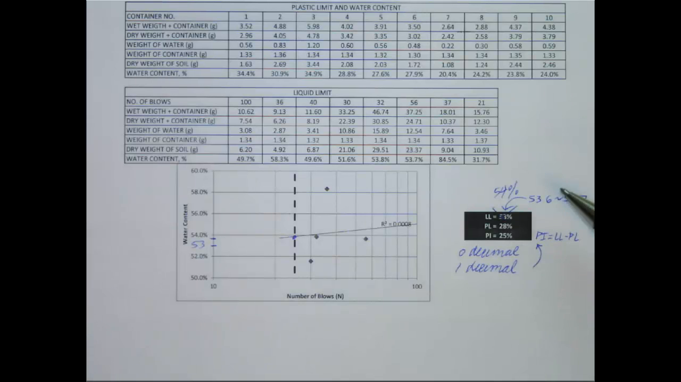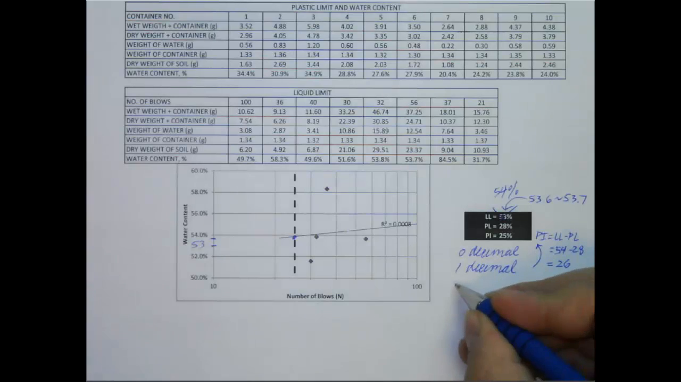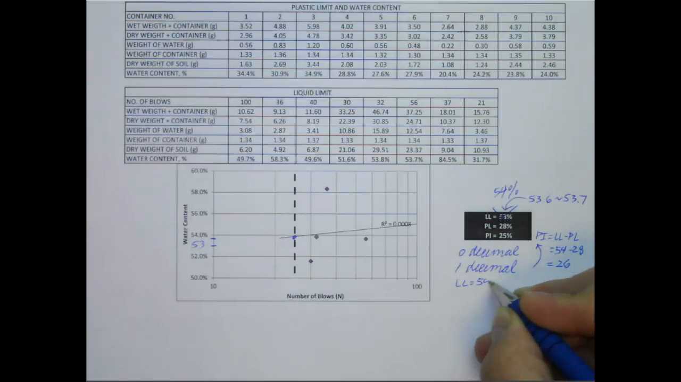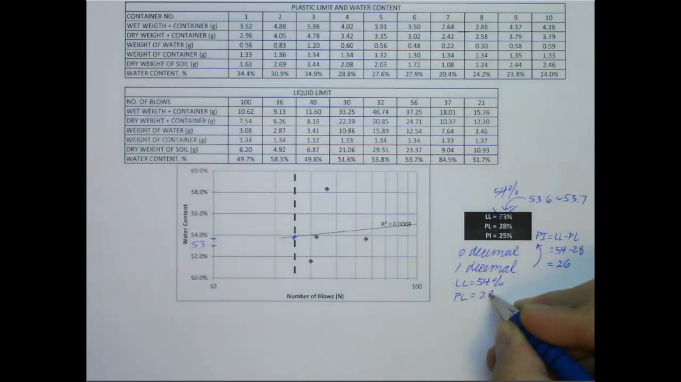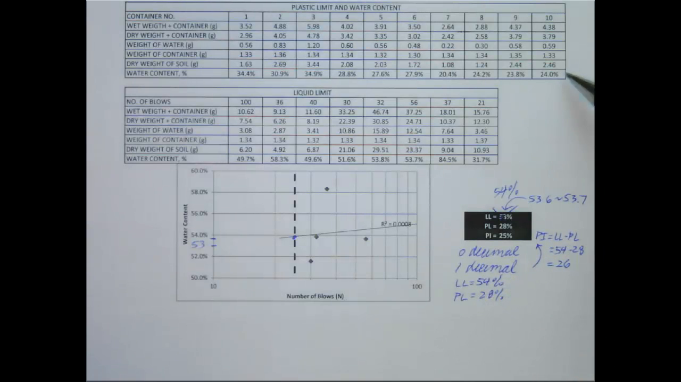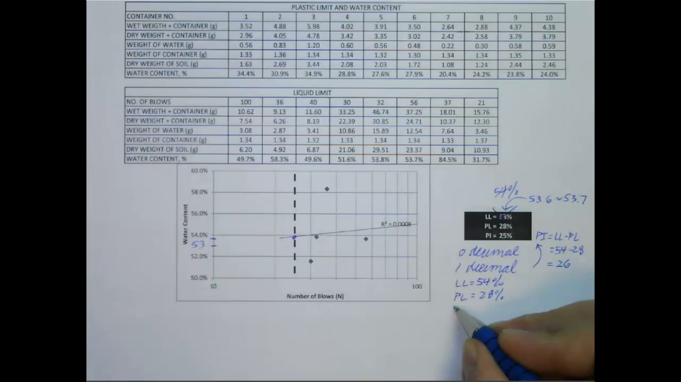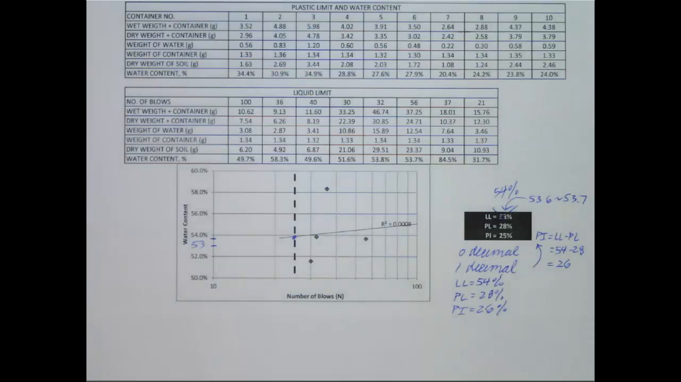So if I do 54 minus 28, I actually get 26. Okay, so just to summarize, the liquid limit, let's say 54%, the plastic limit, say 28%, because it's the average of all of these guys, and PI is equal to 26, the difference. Okay, so what do I do with all this information?